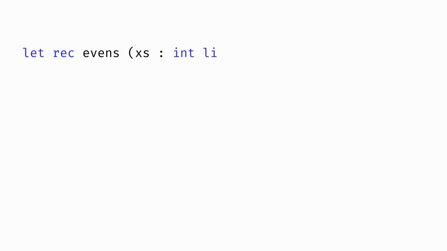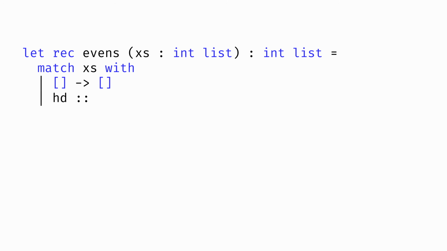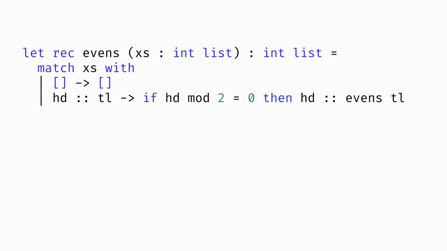Here's a function that takes a list of integers and returns a list of only the even numbers from the original list. It works by matching the list. An empty list has no numbers in it at all, so we return an empty list. For a list with a head and a tail, we first check to see whether the head is even or not. If it's even, then we cons the head onto all of the even numbers in the tail. Otherwise, we ignore the head and proceed to compute the even numbers in the tail.